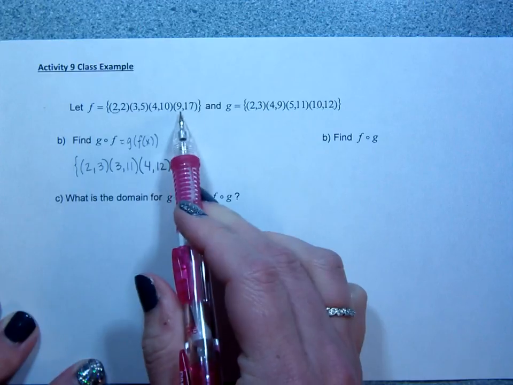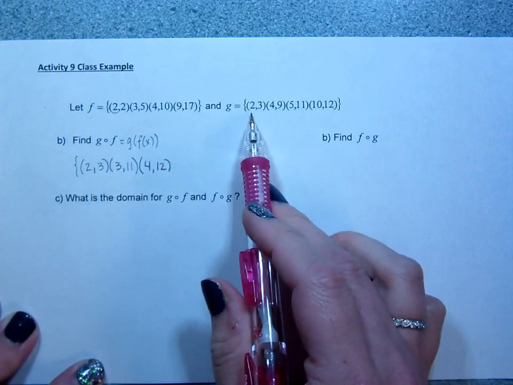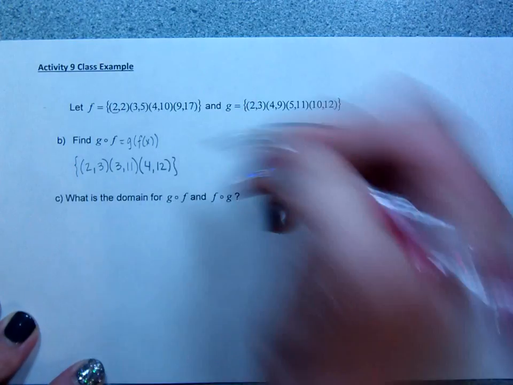Checking my last one, if I plug in a 9, I get out a 17. Can I plug a 17 in over here? No, none of these inputs are 17, so that will end that, and that's my solution.